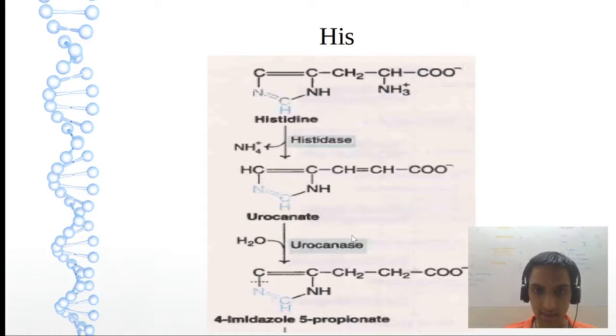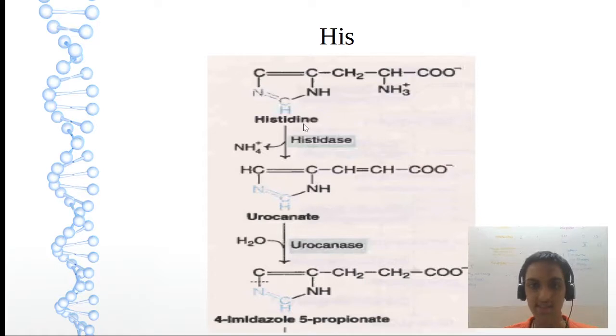Now let us go with the histidine. So histidine, on histidase enzyme, there is urocanate. Urocanate on urocanase enzyme. Remember, ase is an important word. Just easy, in place of T write S. So it becomes urocanase. Here also histidine is there. Just add the word AS.